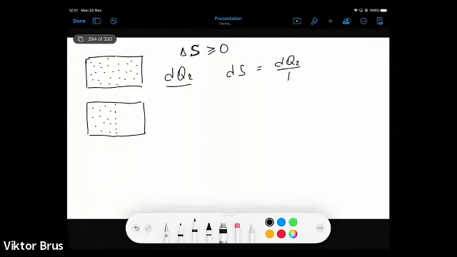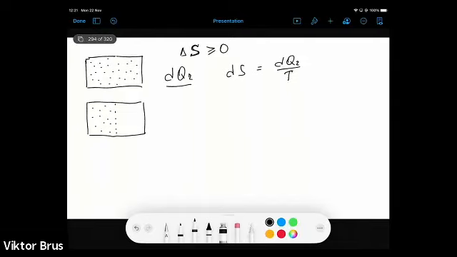So that is dQ_r divided by T. Here we need to specify that temperature is considered to be constant, because this change of the system is very small. The change of the equilibrium thermodynamic condition is very small. If it's very small, then we can, in first approximation, assume that temperature remains constant.